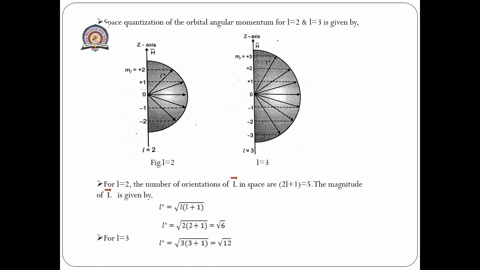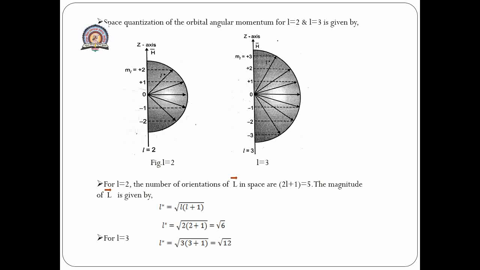Now the space quantization of the orbital angular momentum for L equal to 2 or 3 is given in the diagram. For L equal to 2 or L equal to 3 of an electron, we first have to calculate the number of orientations of L bar in space.